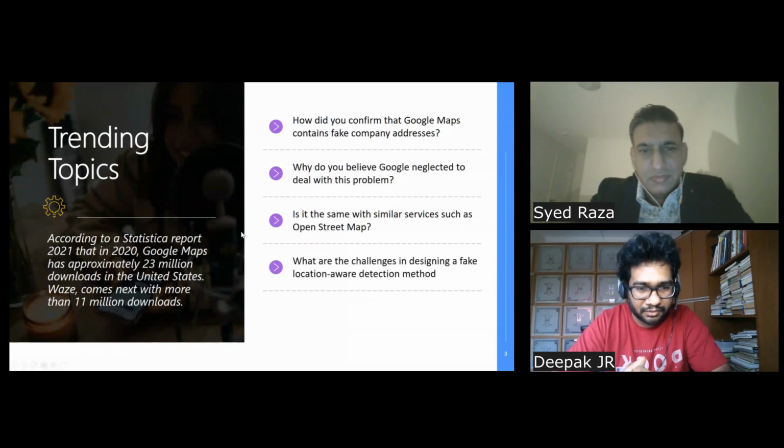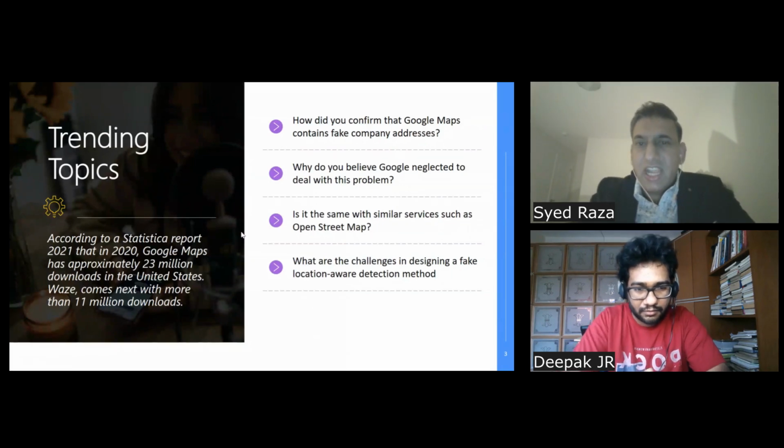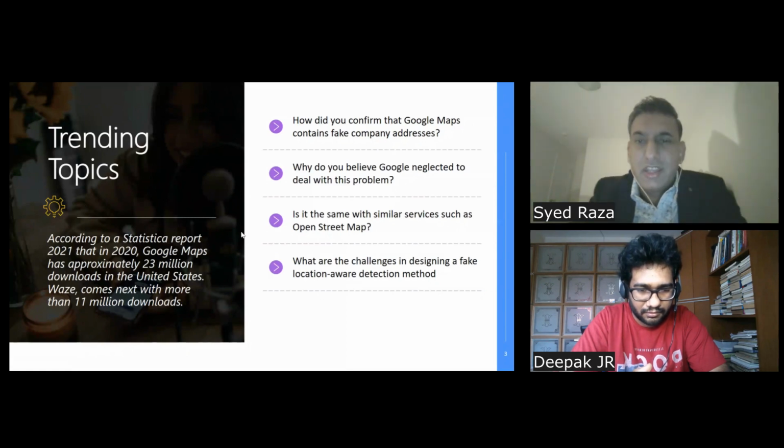So my next question: when you started designing the fake location detection method, what were the preliminary challenges you faced? The first problem is that I needed data that is 100% correct or accurate. For that I had to do a lot of research on where I could get it, what we call truth labels. So it's 100% accurate.